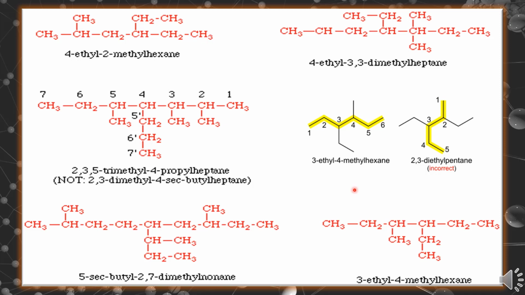According to alphabetical order, ethyl comes first. That's why we start numbering from left to right, 1, 2, 3. At the 3 position, ethyl is substituted. At the 4 position, methyl is substituted, and we get 3-ethyl, 4-methyl, and as the number of carbon atoms present in this chain is 6, it is a hexane. So in this way, you can check whether those examples follow the same strategy for nomenclature or not.